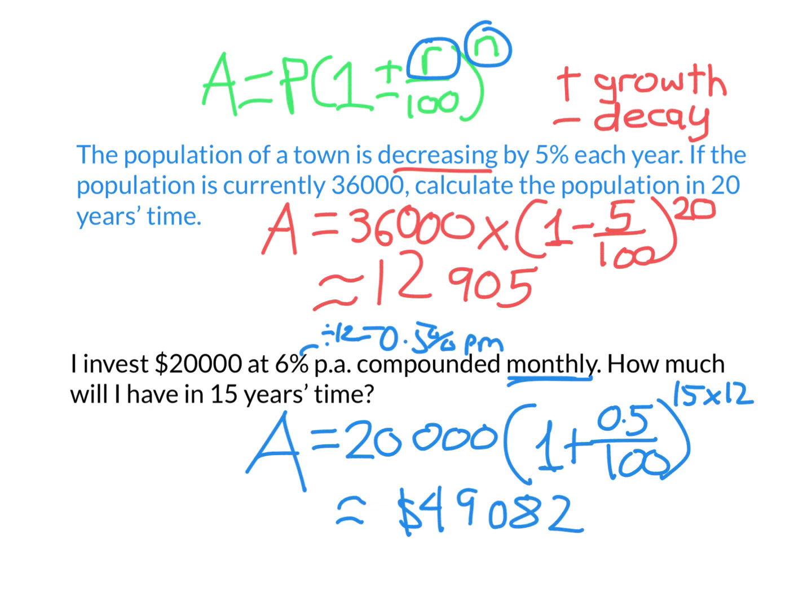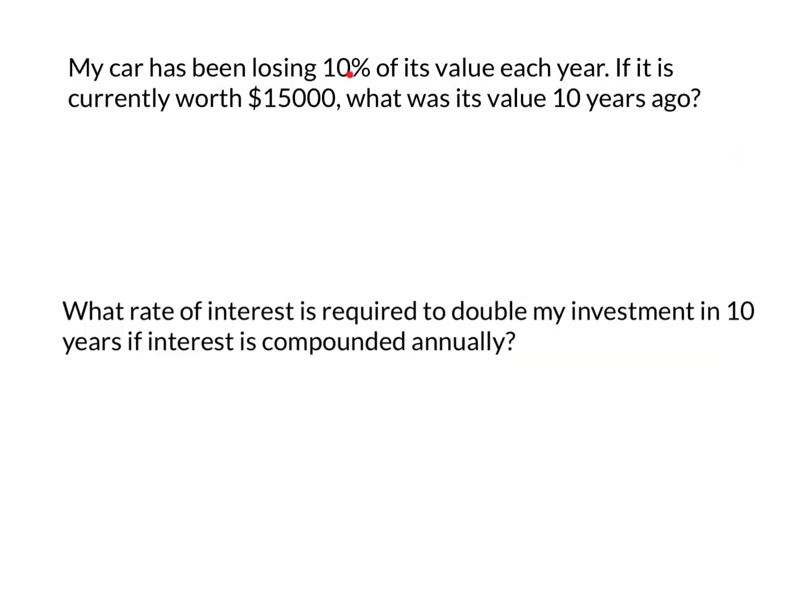All right, let's now look at solving for R or P. My car has been losing 10% of its value each year. If it's currently worth 15,000, what was its value 10 years ago? We're still using the same formula, A equals P times (1 minus R over 100) to the power of N. So in this case, A is 15,000. Now P we don't know.